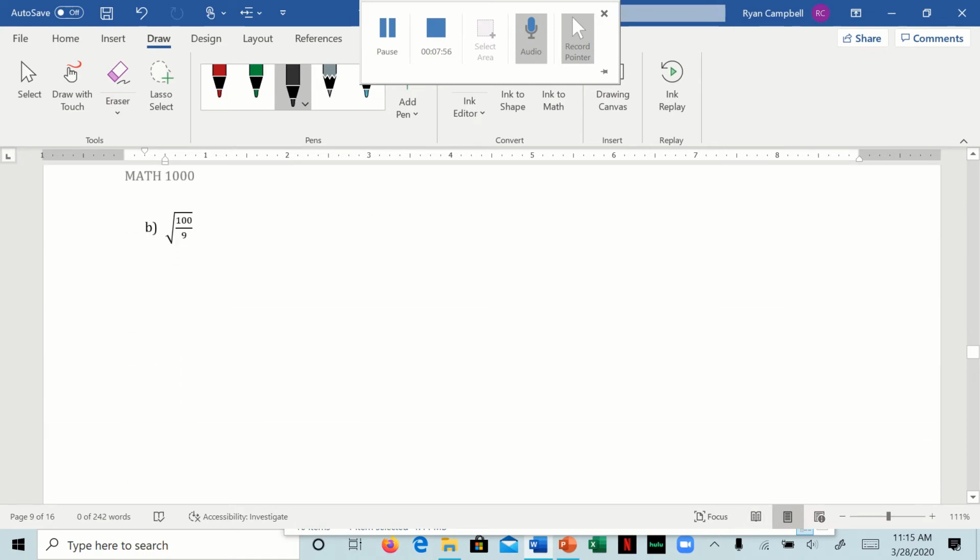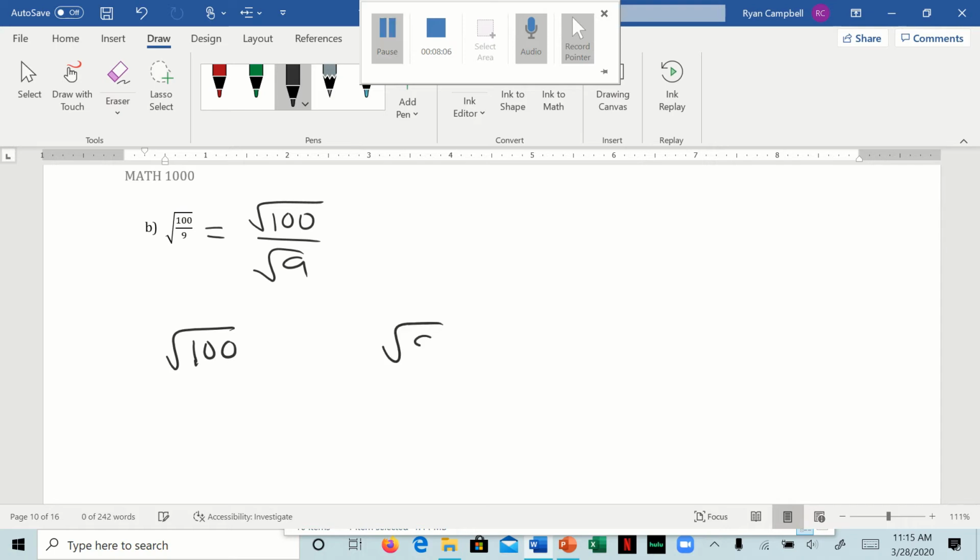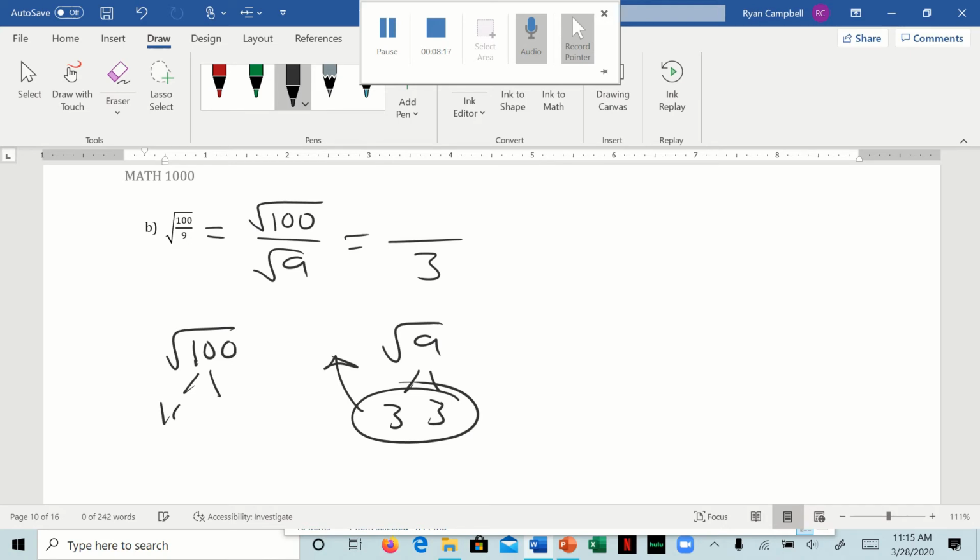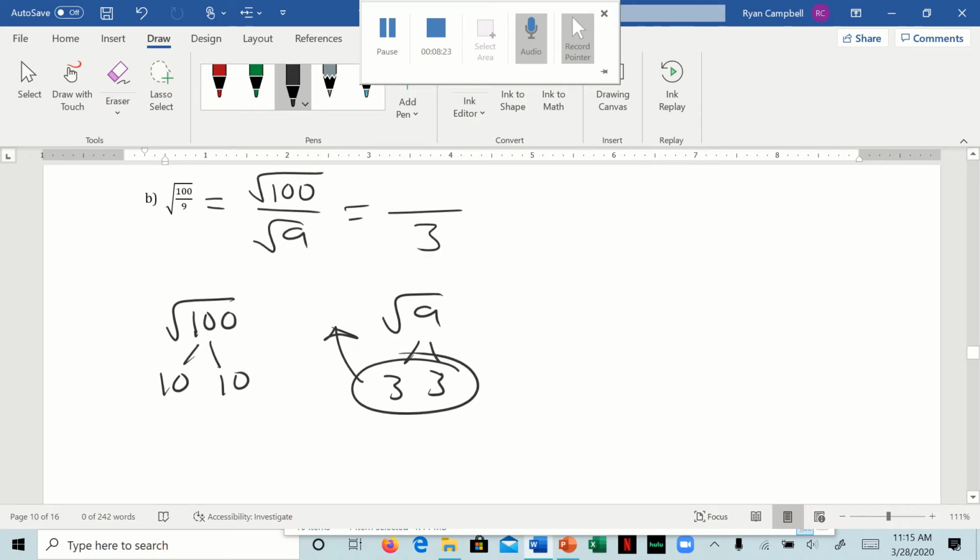All right, let's look at this one. So we see that we get the square root of 100 over the square root of 9. 9 obviously simplifies to 3 and 3, so 3 comes out. 100, we got 10 and 10. Now if you notice, we can keep going, which if you want to, you absolutely can, but we actually already have a pair, right? 10 and 10.